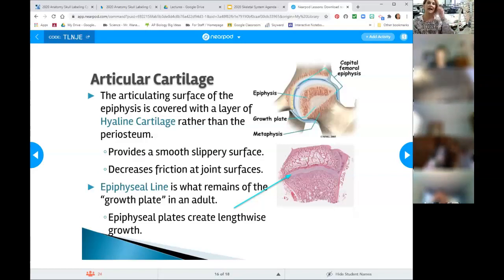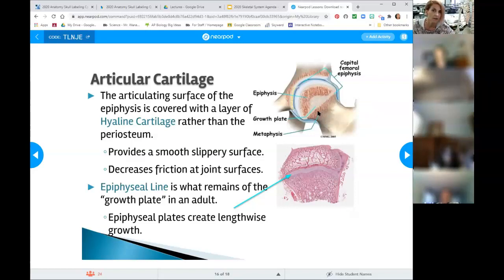The epiphyseal line you can see in this picture. So this whole thing is the epiphysis, right? It's covered with cartilage, and you have this epiphyseal line or plate, depending on your age. You've heard of your growth plate. That's your epiphyseal plate. So it's found in the epiphysis.